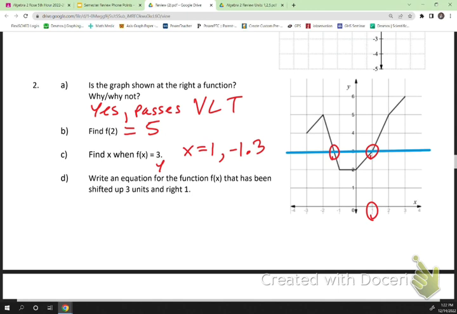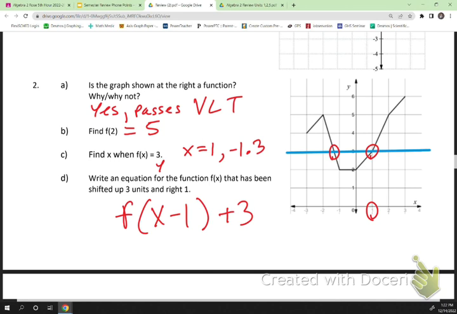Part D says write an equation for the function that has been shifted up 3 units and right 1. So I don't have the function. I just need to change f of x so that I know I need to shift it up 3 units and right 1. So what's going to go inside the parentheses? X minus 1. X minus 1? Minus 3. You're close. Minus 3. Plus 3. All right.